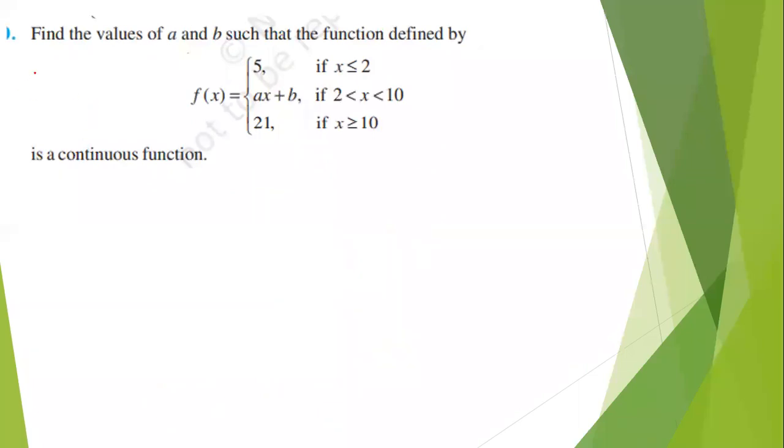So next here, what they have asked: find the values of a and b such that the function defined is a continuous function. So how to do this? So the given function is continuous, correct? We need to find the values of a and b. So here, what will be f of 2?